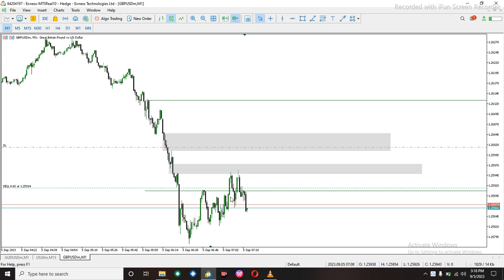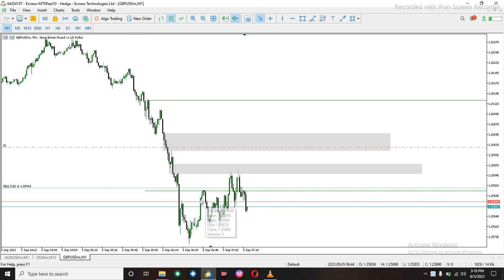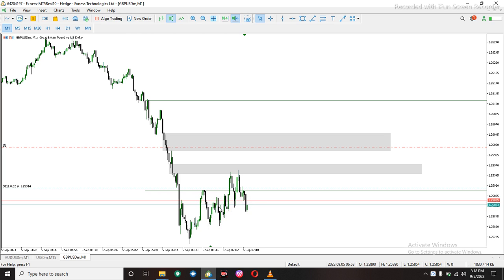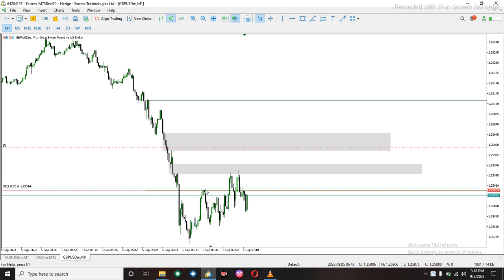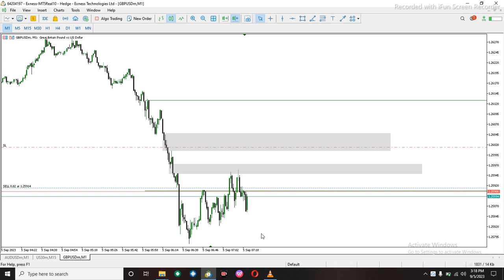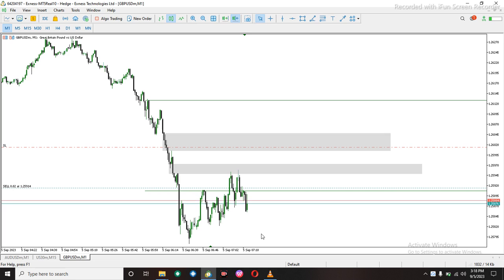Okay, so what happened is that it created this liquidity here. After creating this liquidity, what now happened? It ran the stops above this liquidity, retesting this support level that we have here, and now we want to see it moving down. Okay, so that's how fake outs usually occur.